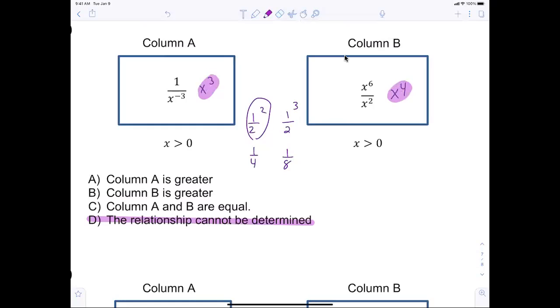If x is a fraction less than 1, when you square or cube it, it's actually getting what? Smaller. Anytime you're greater than 1, you're going to get what? Larger. And if you are 1, you're going to remain 1.